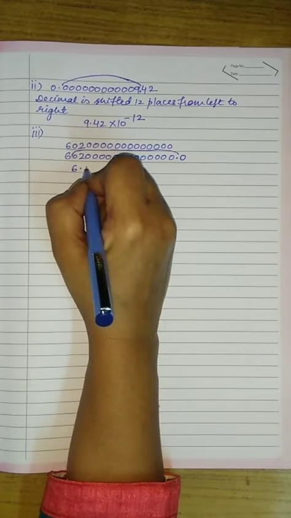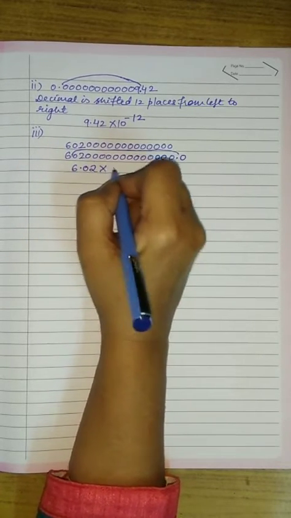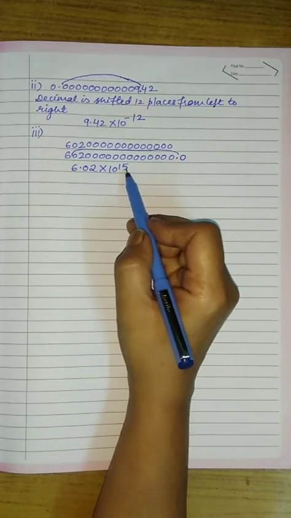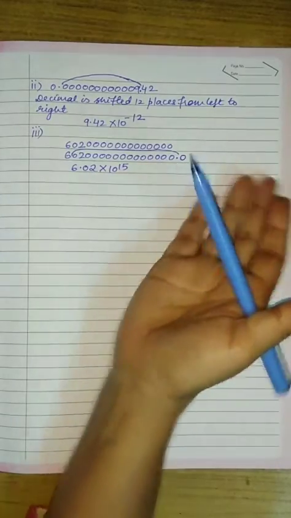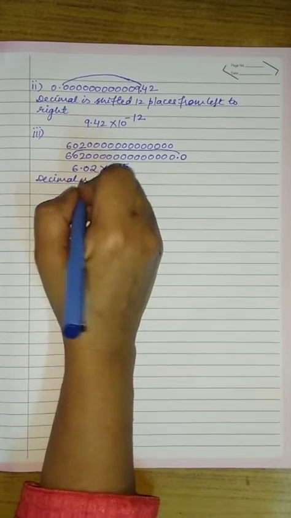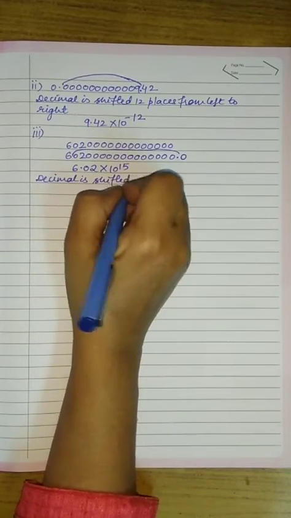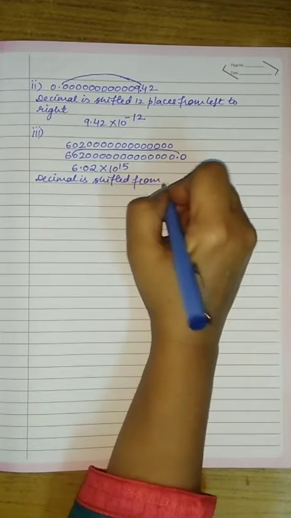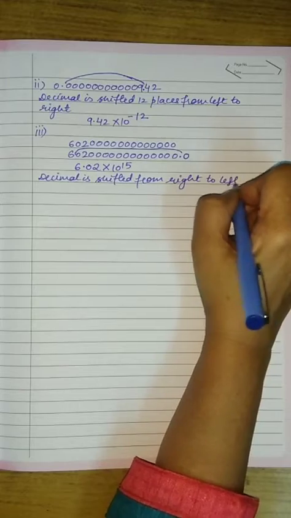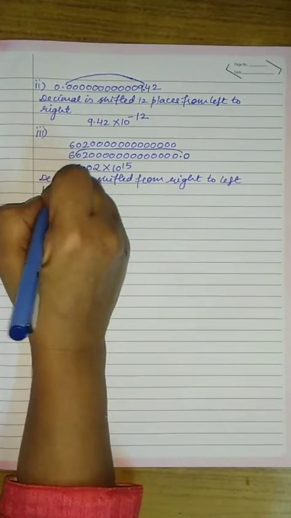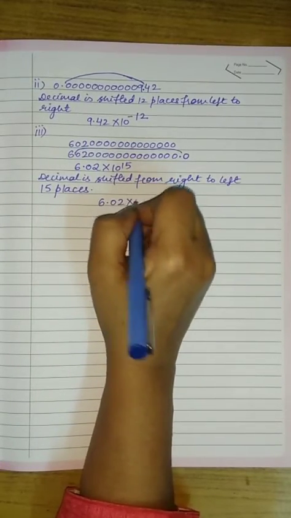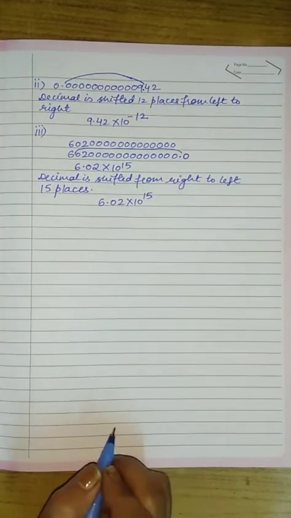So it will become 6.02 into 10 raised to power 15. Now the exponent is positive because the decimal is shifted from right to left. So we will write decimal is shifted from right to left, how many places? 15 places. So we got our answer 6.02 into 10 raised to power 15.